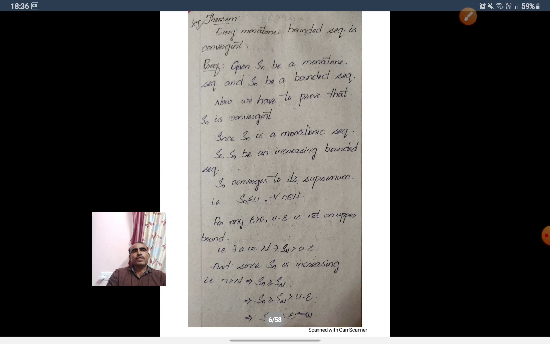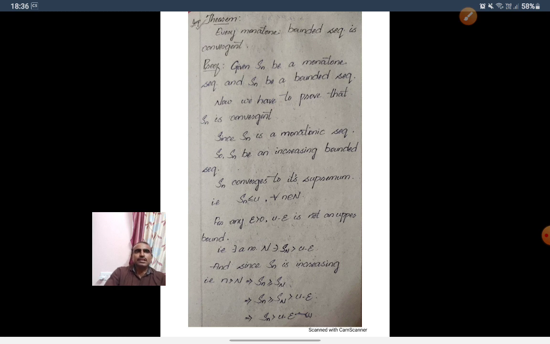The theorem is: every monotone bounded sequence is convergent. Given that Sn is a monotone and bounded sequence, we have to prove that Sn is convergent. By the definition of convergence, for each epsilon greater than 0, if there is a natural number N such that mod Sn minus L is less than epsilon, then we say that Sn converges to L, or limit Sn is equal to L.